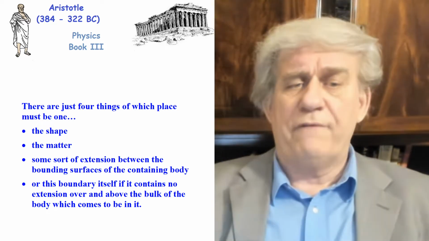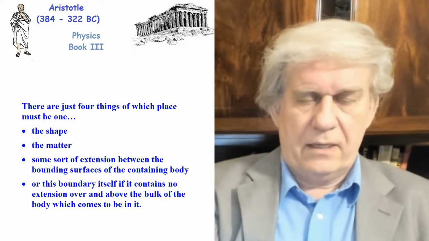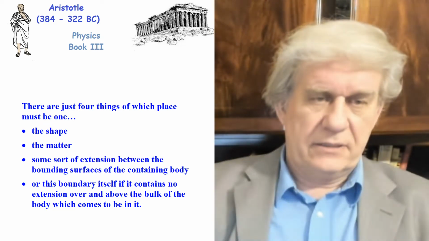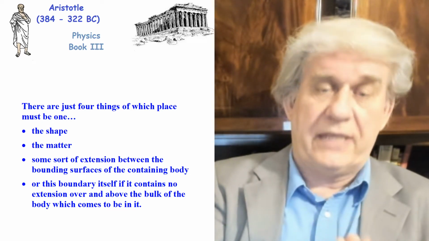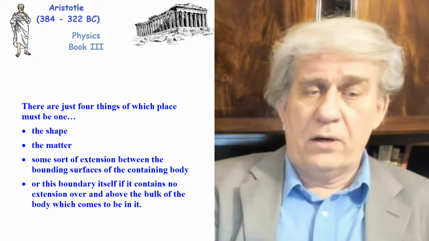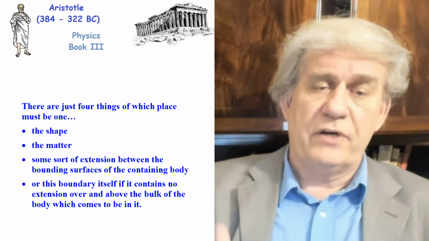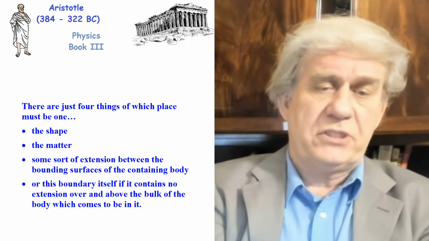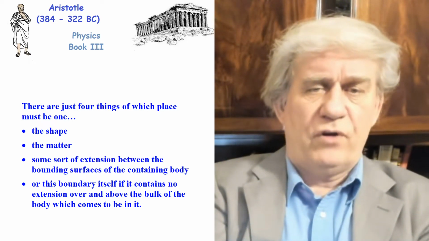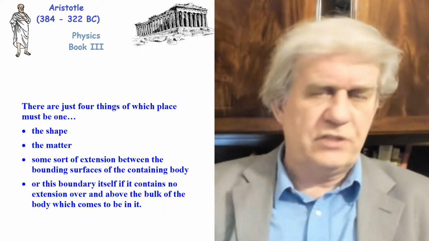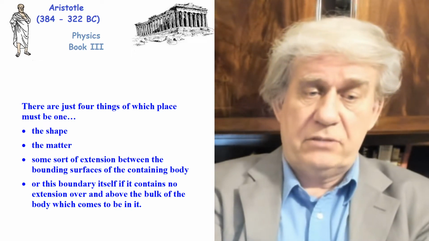He says there are four things of which place must be one. One is the shape, the matter, some sort of extension between the bounding surfaces of the containing body, or this boundary itself, if it contains no extension over and above the bulk of the body which comes to be in it. So place has to be one of these four things. It's got to be one of them. And then he rejects three of them.